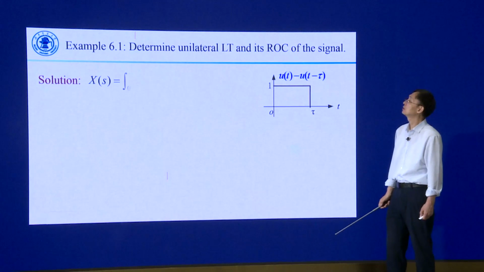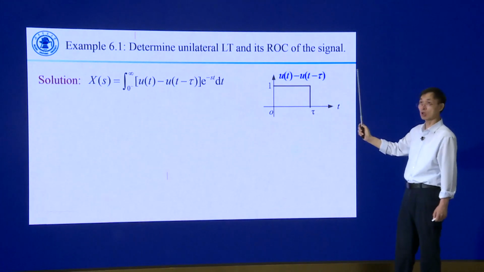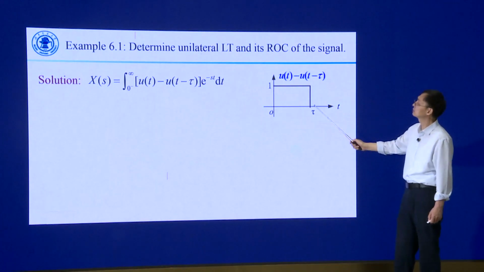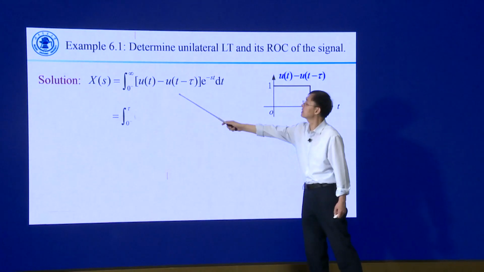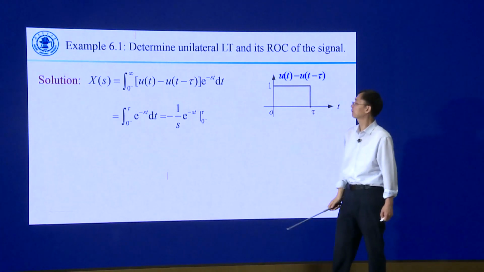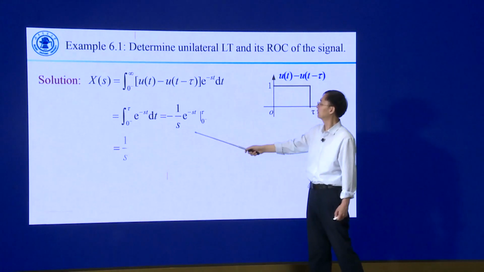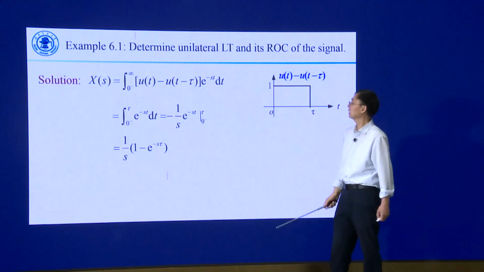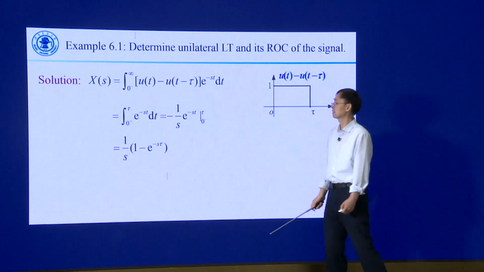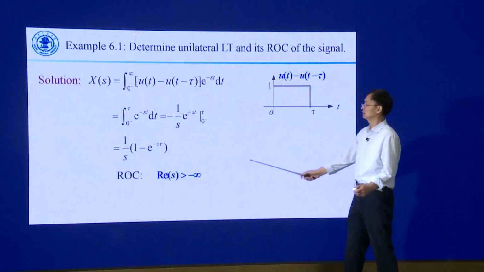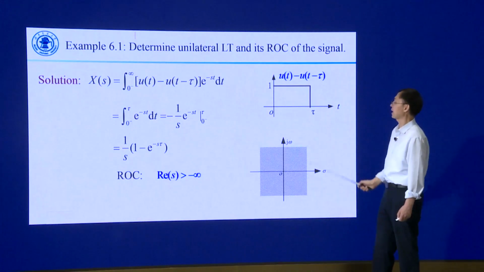For example, find the unilateral Laplace transform and its ROC of this signal. According to the definition, we can get this equation. You can do the integration and get the result. Here, there is no restriction on S. So, the ROC is the entire S-plane.